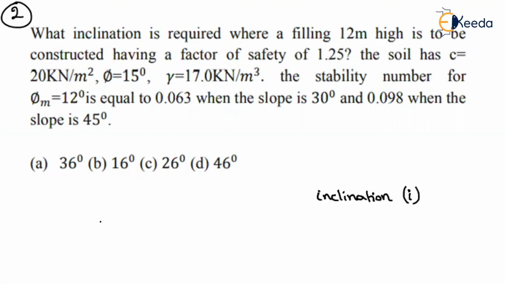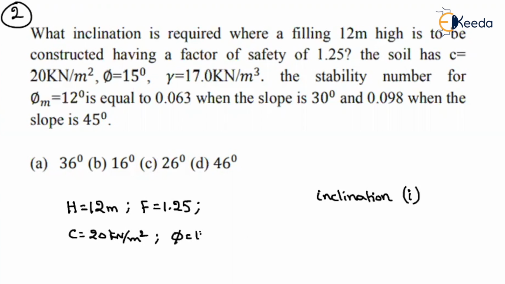So what is the given data? The height of the filling is given as how much? 12 meter. And factor of safety is also given. Let me represent with F. How much? 1.25. C value is also given. C will be equal to 20 kilonewton per meter square, and phi value given as 15 degrees, and gamma will be equal to 17 kilonewton per meter cube.